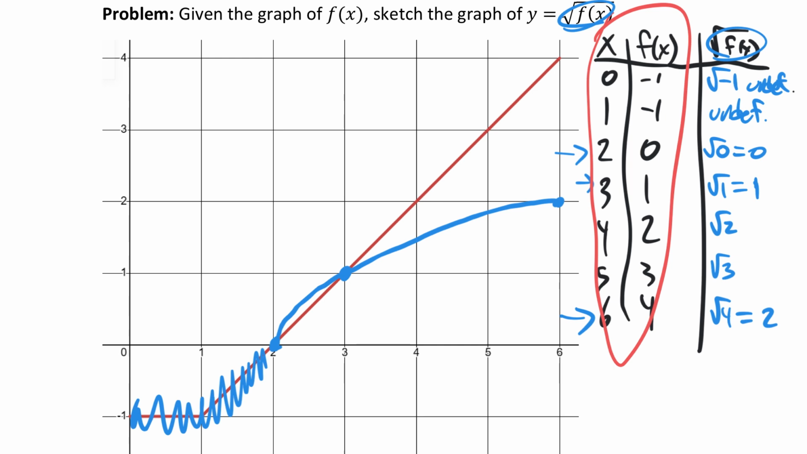Now for a little extra practice, let's write out the domain and the range of the blue graph. Well, if you notice, it starts at 2 and goes to 6. So 2 to 6 in square brackets. For the range, it starts at 0 and goes as high as 2. So we'd have a range from 0 to 2.